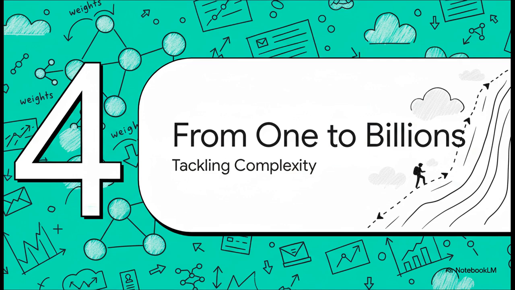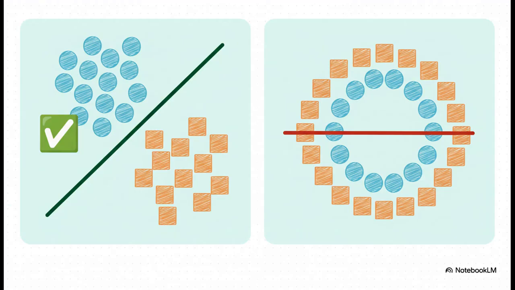So our single little neuron with its clever hiker algorithm is great for simple problems. But what about the really hard stuff? Recognizing a face in a photo or translating a sentence from one language to another. For that, we need to scale up, big time. Here's the key thing to understand.